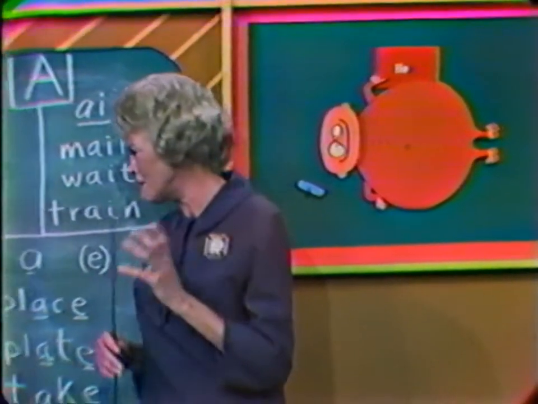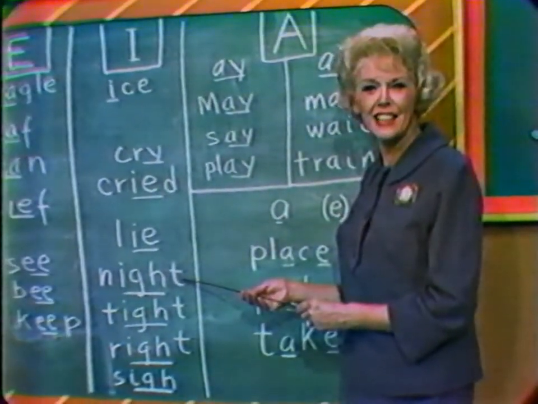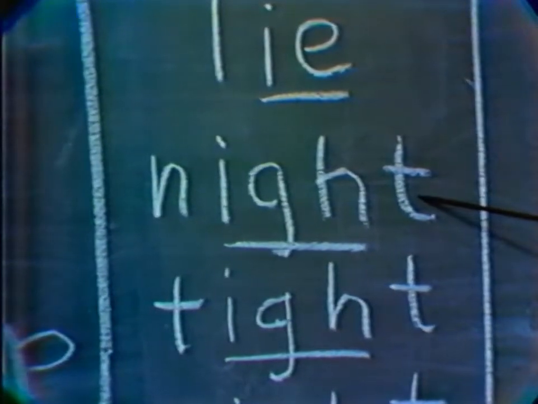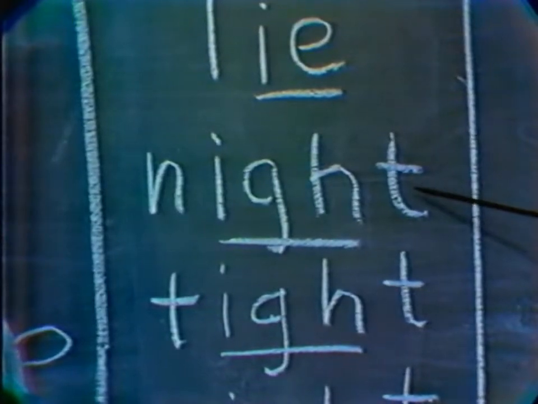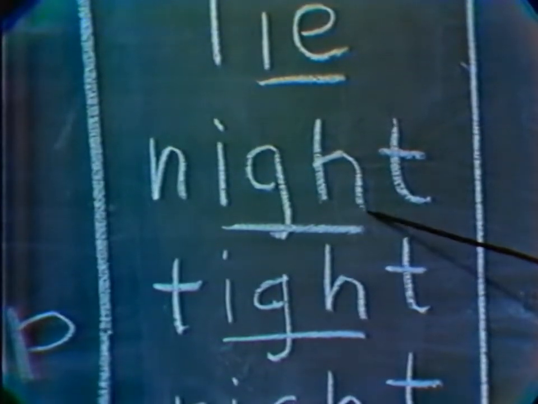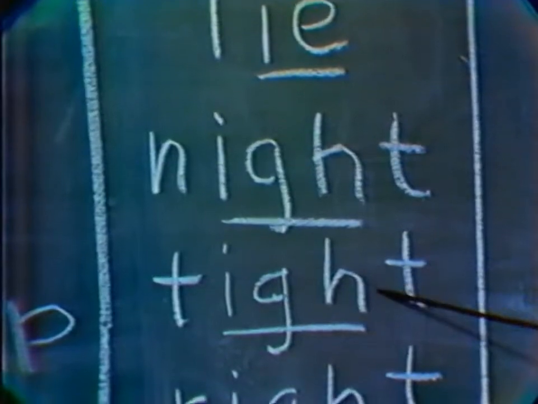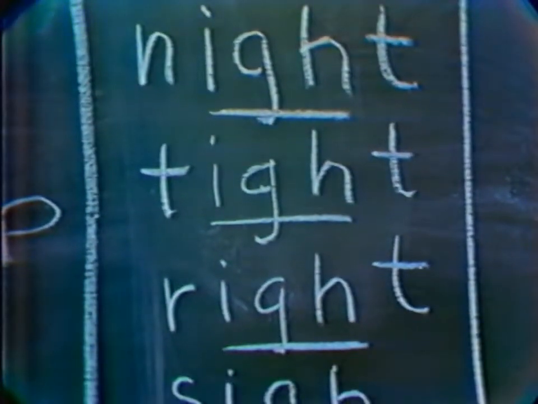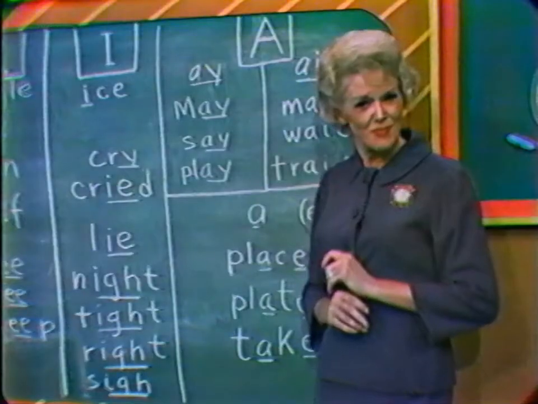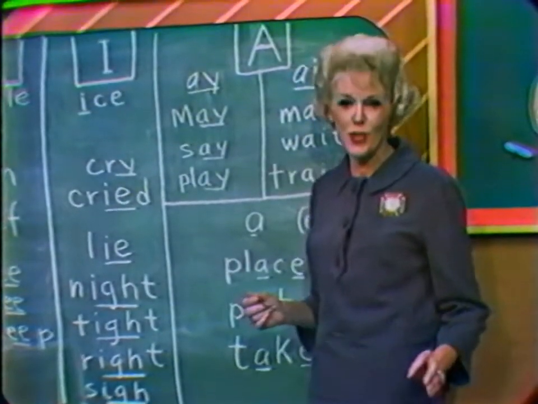And when you go to sleep, at night, night, hear the I sound? That's still another way to spell the sound of I. Look, I-G-H says I. Tight, right, sigh, yes. Well, I'll be back in just a minute with your homework.